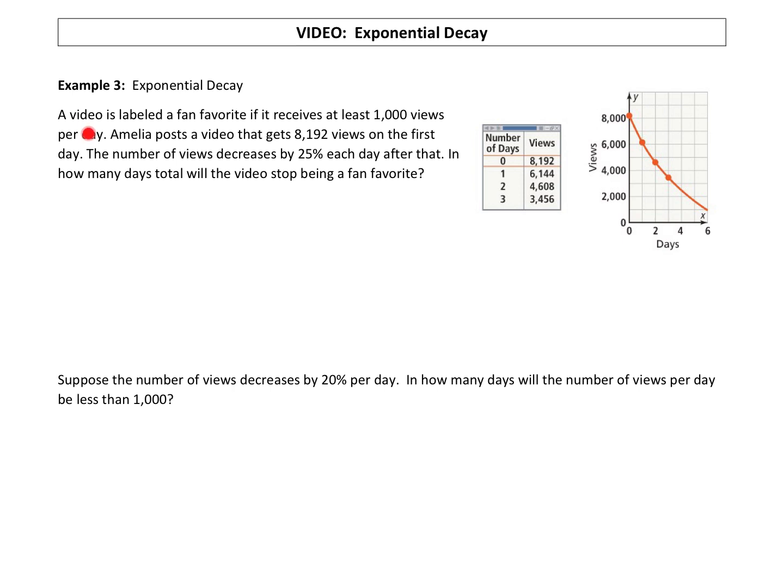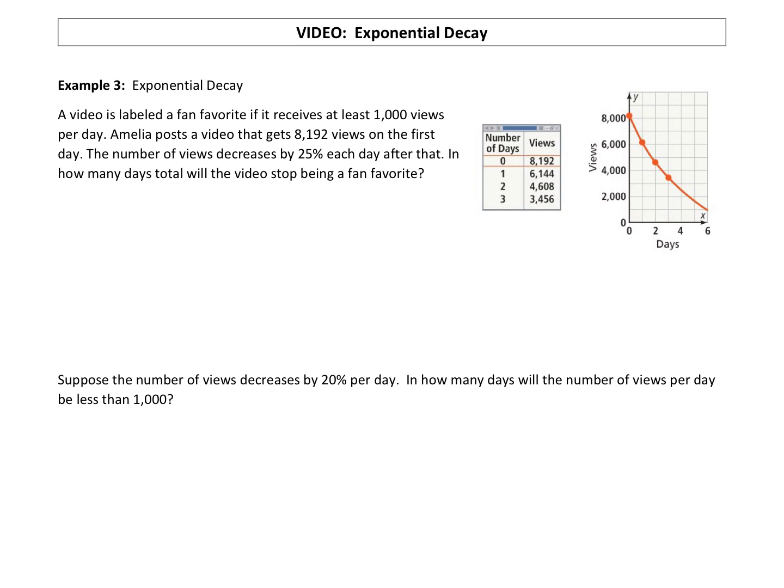All right. A video is labeled a fan favorite if it receives at least 1,000 views per day. Amelia posts a video that gets 8,192 views on the first day. The number of views decreases by 25% each day after that. In how many days total will the video stop being a fan favorite? So as long as she's getting 1,000 views every day, it's going to be a fan favorite. So when does that number dip below 1,000 views per day?